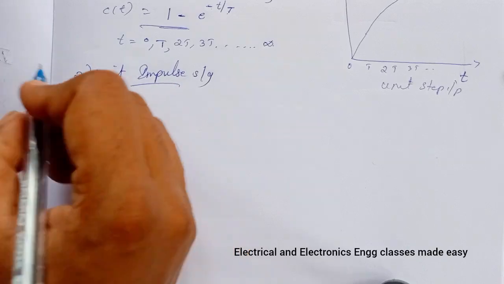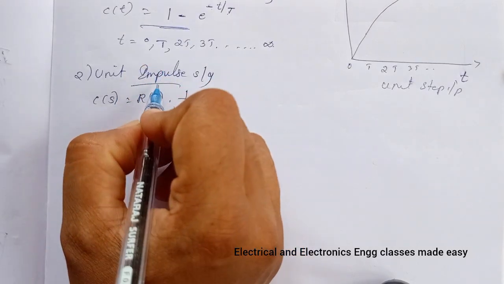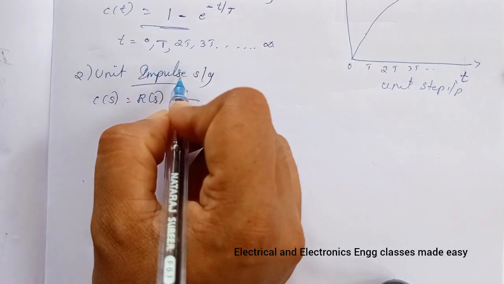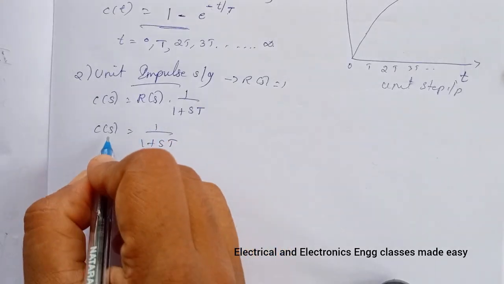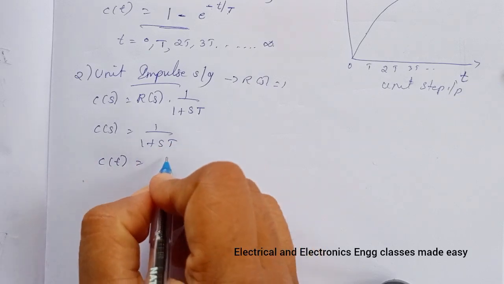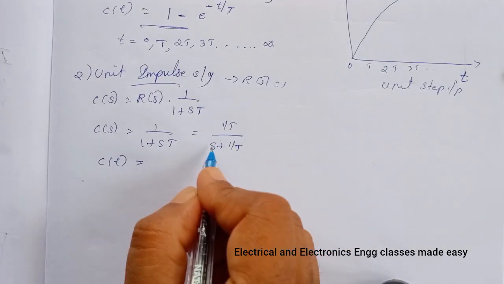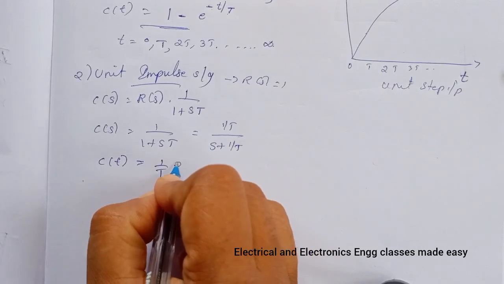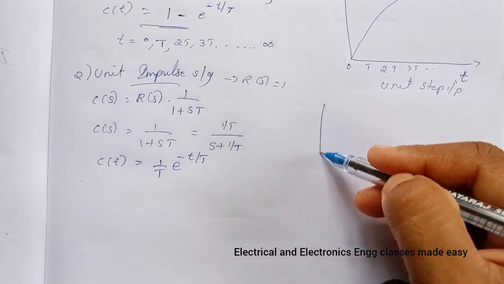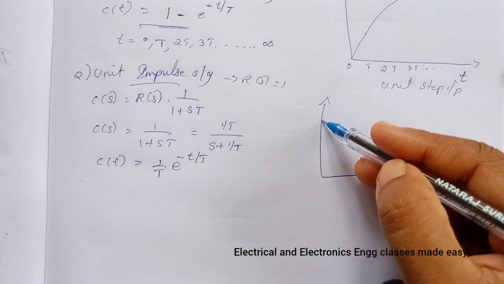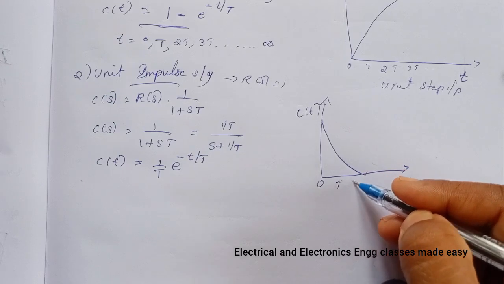Now for the unit impulse signal, C of s equal to R of s into 1 by 1 plus sT. So this is the first order system, and putting R of s equal to 1 for the impulse signal, we get C of s equal to 1 divided by 1 plus sT. By taking the Laplace inverse, we can write 1 by T divided by s plus 1 by T. So after taking the inverse Laplace transform, we get C of t as 1 by T e raised to minus t by T. And the response of the first order system with the impulse input is like this. This is C of t and this is t from 0, T, 2T, etc.